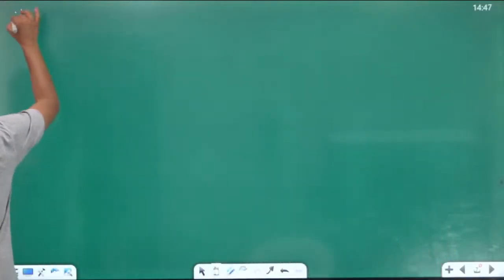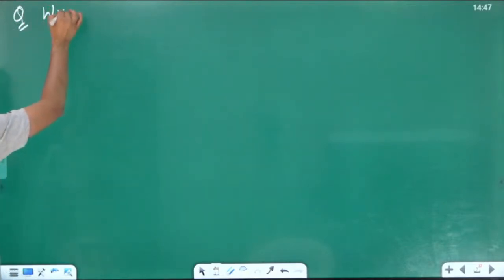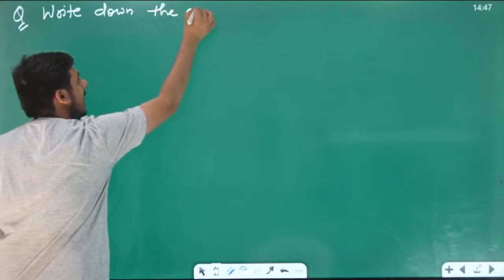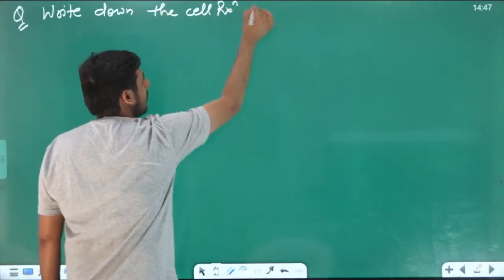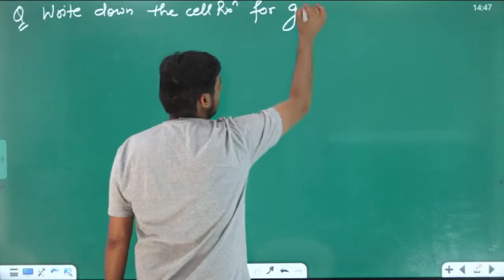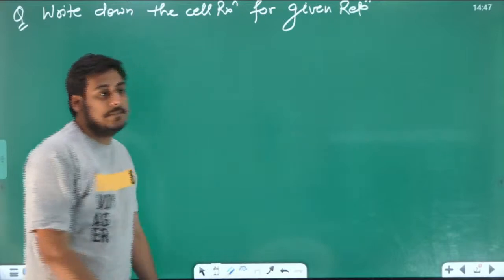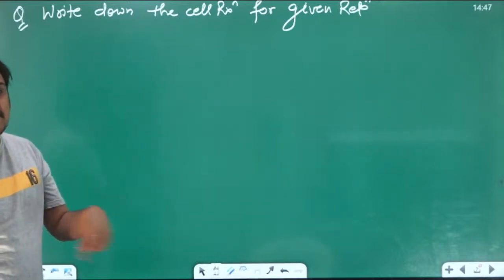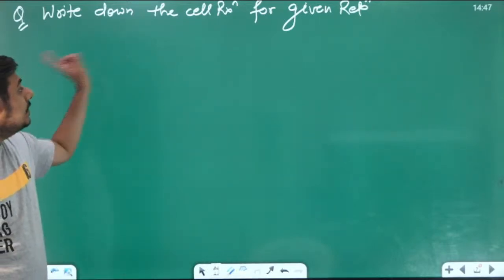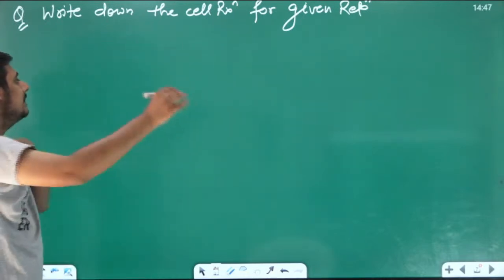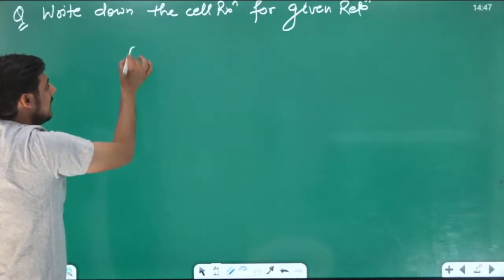I will write down a cell representation and you have to write down the cell reaction for the given representation. In the previous two examples, I gave you the cell reaction, then I asked you for the cell representation. Here I am giving you the cell representation. You have to write down the cell reaction. So I will write down the cell representation.